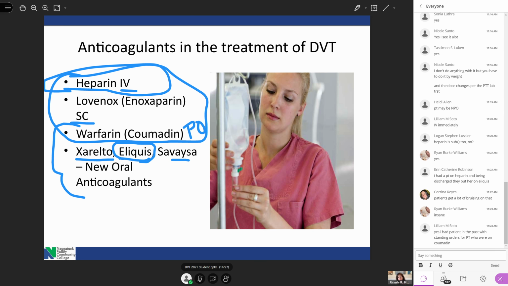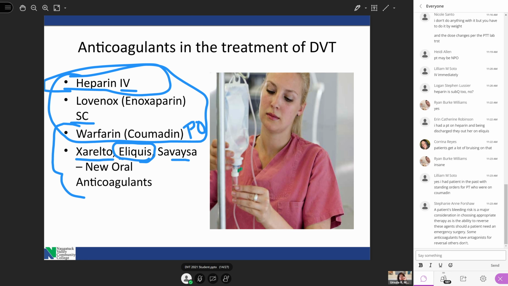Patients get a lot of bruising on any anticoagulant. I've had a patient on heparin being discharged, and they put her on Eliquis. So what they're doing today is starting them on the IV heparin, and from the IV heparin, they're now discharging them on these oral factor 10A inhibitors, Xarelto or Eliquis. They're bypassing the warfarin.